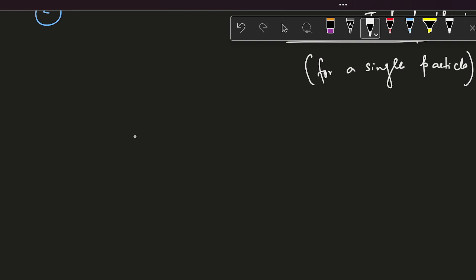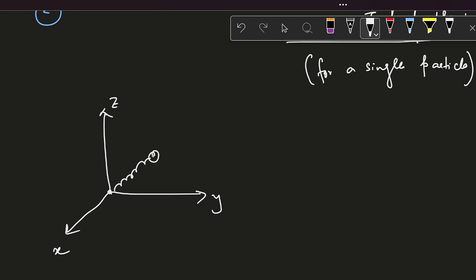To roughly draw the diagram, you can also find it in the tutorial number 2 video already uploaded in the lectures section. If you have three-dimensional axes x, y and z, you can have a particle bound to the center with a spring. This is a spring with spring constant k, tied to the center, and the subatomic particle is tied to the spring.